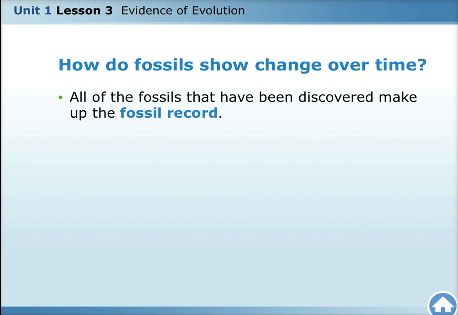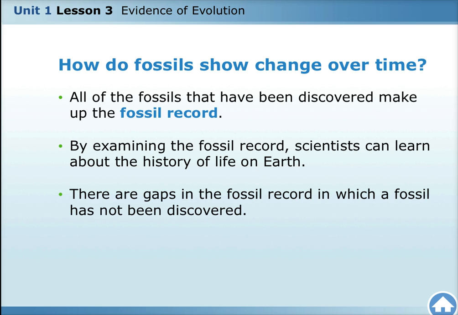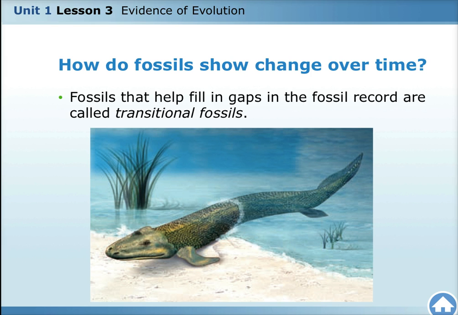So how do fossils change over time? All of the fossils that have been discovered make up what's called the fossil record. By examining the fossil record, scientists can learn about the history of life on Earth. There are gaps in the fossil record in which fossils have not been discovered. We're going to look at how fossils change over time. Fossils that help fill in gaps in the fossil record are called transitional fossils.